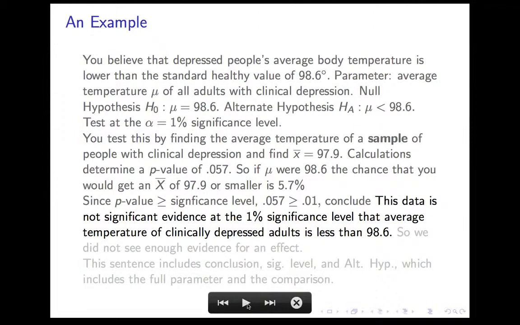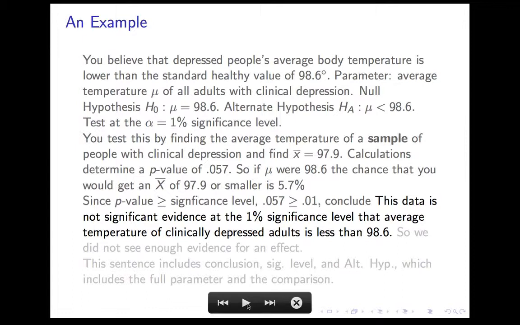We express that as follows. This is a formal statement. I'll describe the formal statement with more care when we get to individual procedures, but having gotten used to the formal statement of the confidence interval, this should not come as much of a surprise to you. The formal statement to conclude your significance test is: this data is not significant evidence at the 1% significance level that the average temperature of clinically depressed adults is less than 98.6.